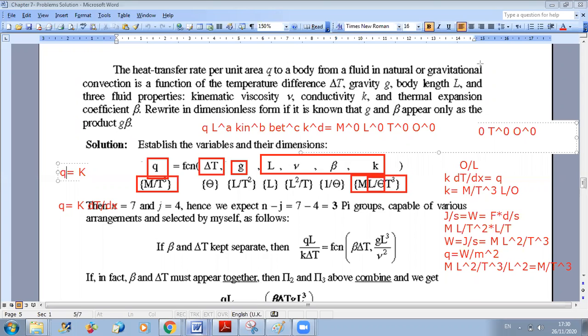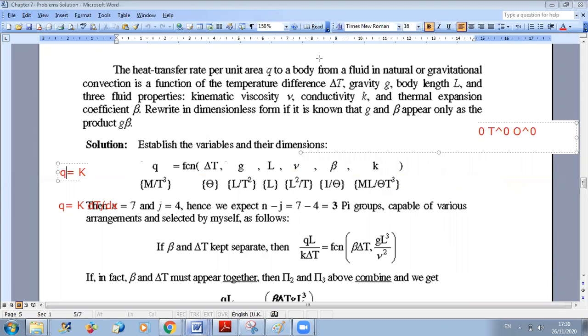Okay. So now let us continue. We wrote the equation here and now we should start to find the coefficients A, B, C, and D. Okay. Just one second, please.